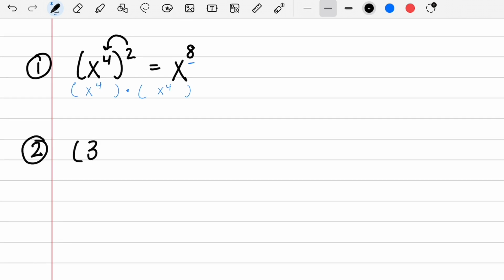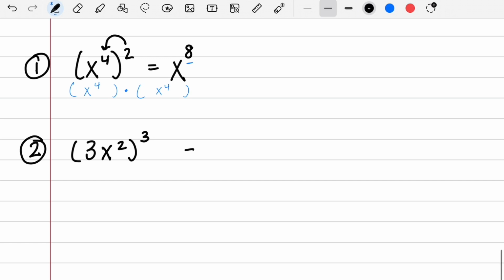What about if we had something like this? Now, when you have a coefficient that's being raised by a power, you must distribute that power to everything on the inside, which means it doesn't become 3 times 3. Instead, it becomes 3 to the power of 3, x to the power of 6, because we're multiplying.